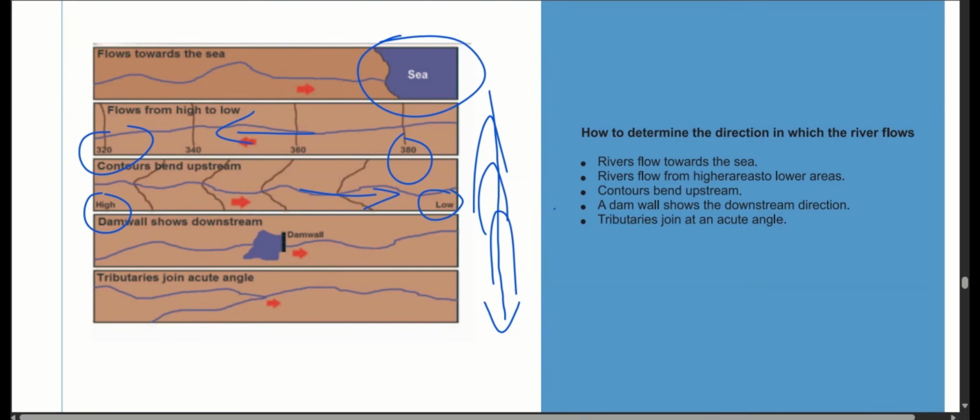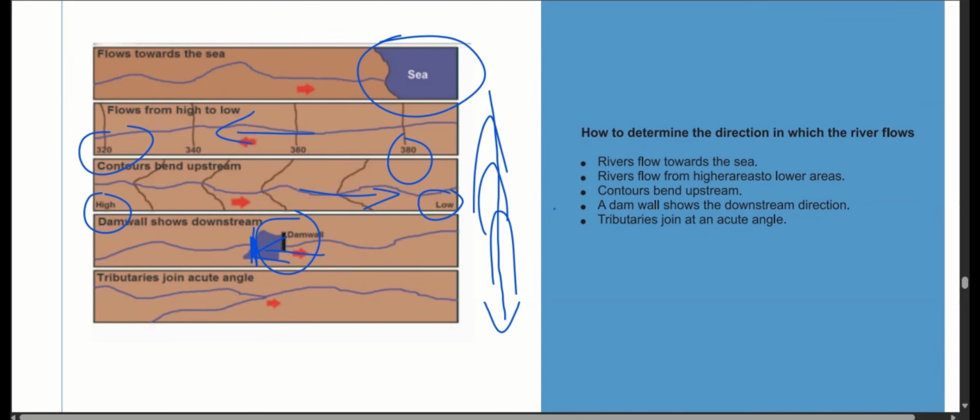And another method is using the position of your dam wall. So we know that the positioning of your dam wall is your directional flow. If your dam wall is located towards the east in this case, it means your river is flowing towards the east. For example, if this dam wall was positioned this side, which is towards the west, this river will be flowing towards the west.